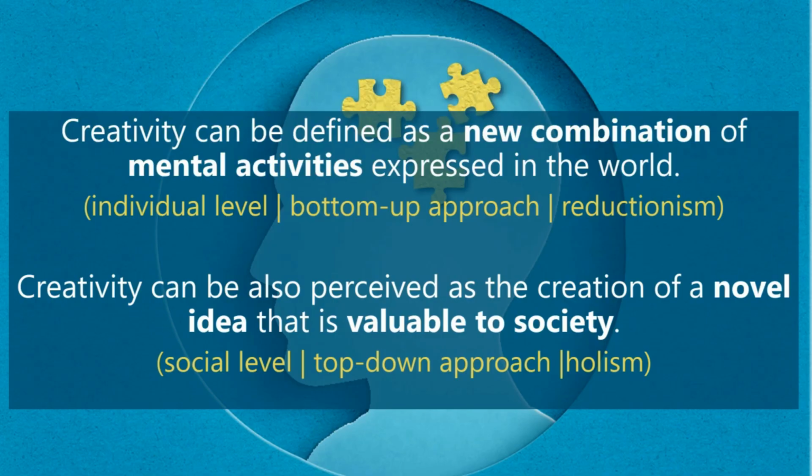So creativity can be defined again as a new combination of mental activities that are expressed in the world. This is a perspective that explains creativity from an individual level. So this is a bottom-up approach, from the bottom, where you have most of the population, to the top, which are the people who are really high in creativity, like scientists, authors, artists, etc. So this is a sort of reductionist approach to explain creativity. But we have another approach, because as I told you in the beginning, we have to consider different points of view.